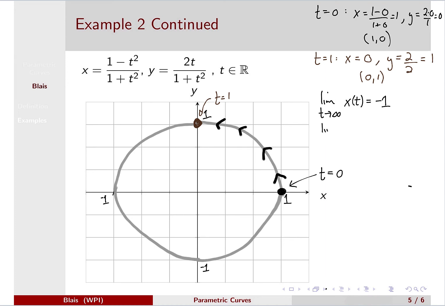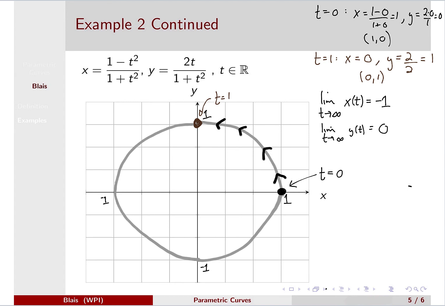And the limit as t goes to infinity of y of t, in that case, the dominant term in the numerator is 2t. The dominant term in the denominator is t squared. The ratio of the dominant terms is thus 2 over t. So as t goes to infinity, y of t is going to 0.